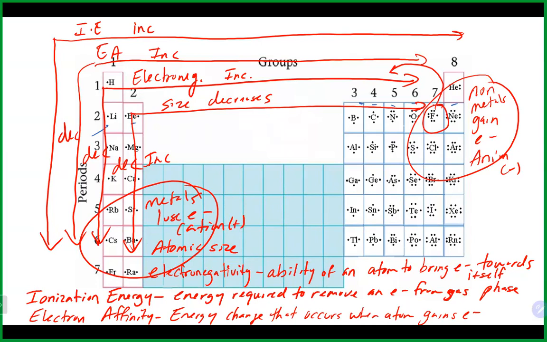Any questions on any of those periodic trends? We'll talk again about them in chapter 11 when we get there, but it is related to bonding as well. Any questions on any of that?